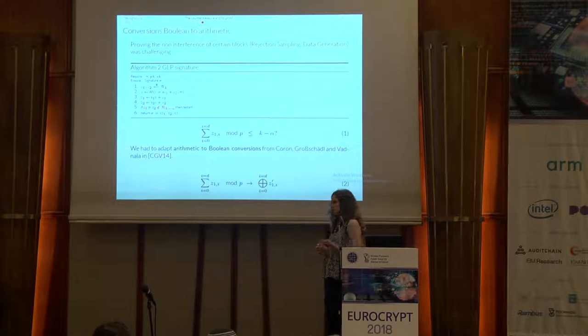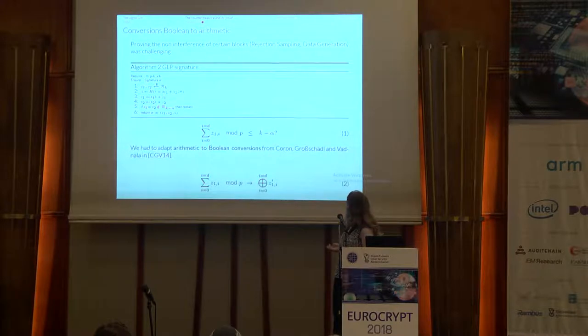So we want to know if Z1 is in R_{K-alpha}. Actually, we want to know if Z1, which is the sum of all the Zi's mod p, is lower than K minus alpha. And this is hard to do with this kind of masking because it's the sum mod p. It would be easier with a Boolean masking.